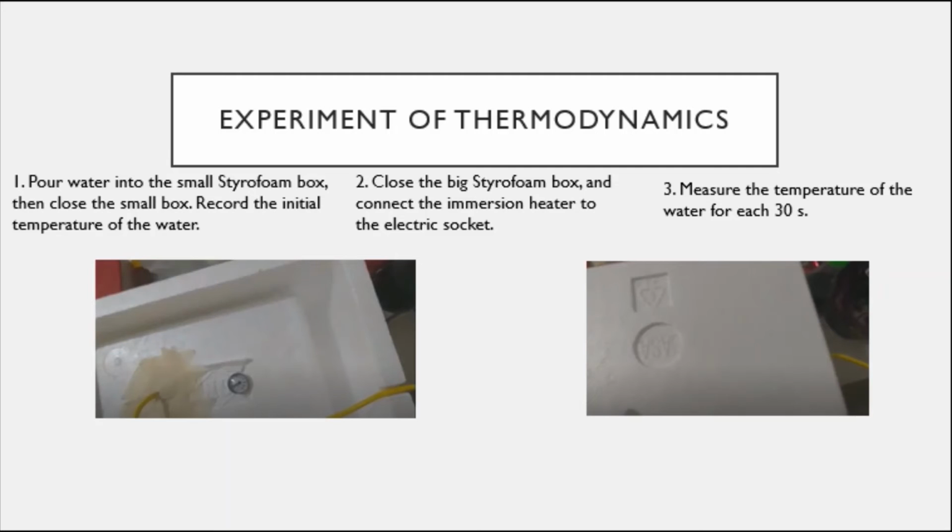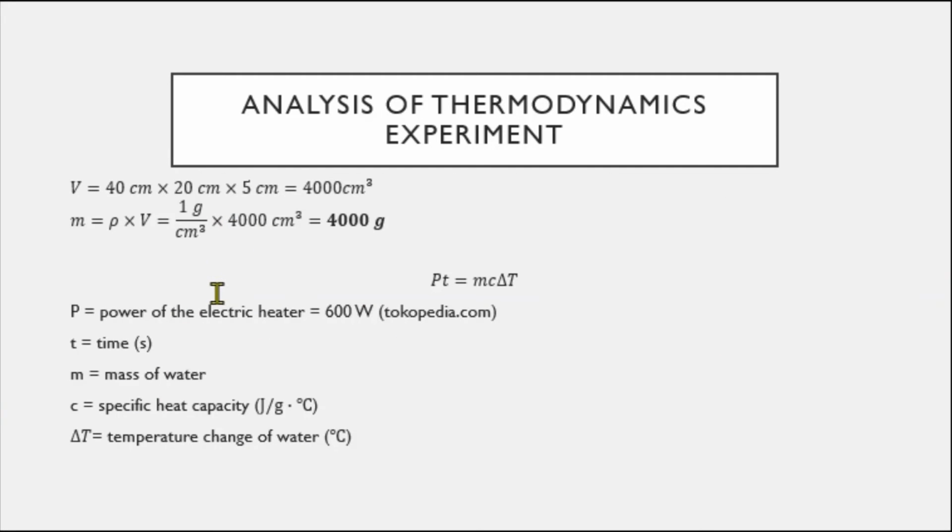And then this is the analysis of the thermodynamics experiment. The volume of the water is 4,000 centimeter cubed, and from this value we can calculate the mass of the water by calculating the density of water with the volume of the water, and the result is 4,000 gram.